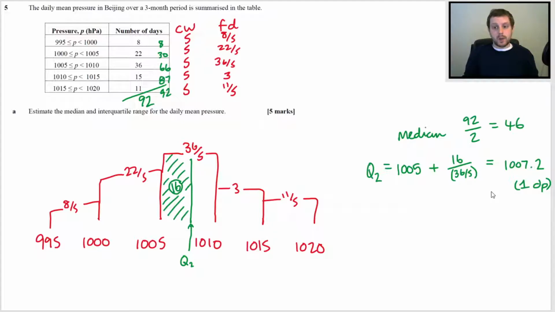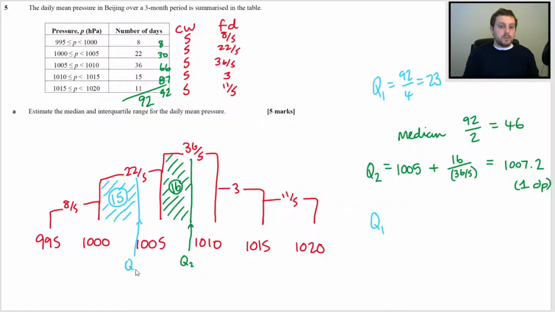Right, for Q1, we'll do Q1 first. So for Q1, we'll do 92 over 4, which is 23. So we want an area of 23. So that's going to be somewhere in this box, because this is 8, this is 30 altogether. So 23 will be somewhere in here. And if we've already got 8, it means we want another 15. So this is 15 that goes there. This is the area that we want this box to be here. This is our estimate of Q1.